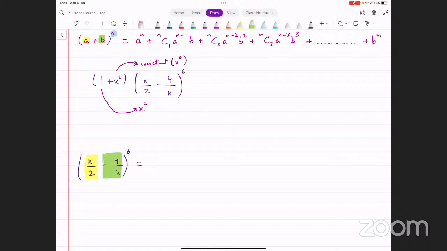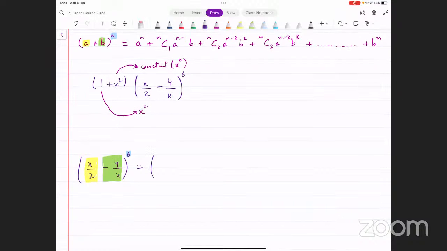All right. In place of a, we've got x over 2. And in place of b, we have minus 4 over x. And in place of n, we have 6. Let's just input values in the formula. A power n, that's x over 2 whole raised to power 6, plus nC1, which is 6C1 into x over 2 whole raised to power 5 into b, which is minus 4 over x. We stop at this point and think about the pattern that is emerging.